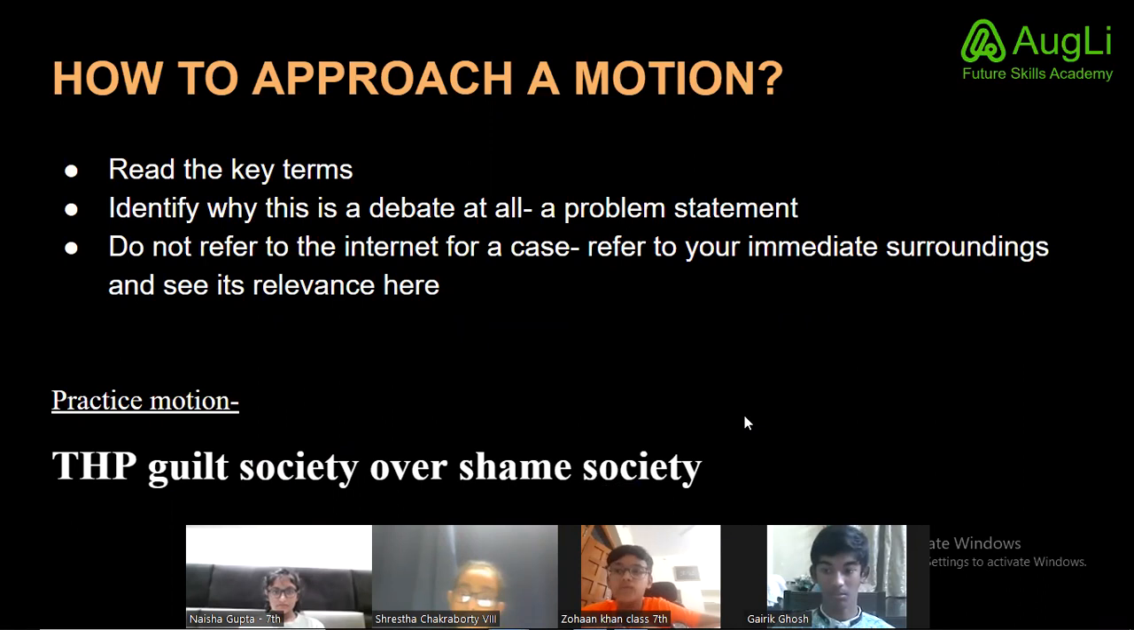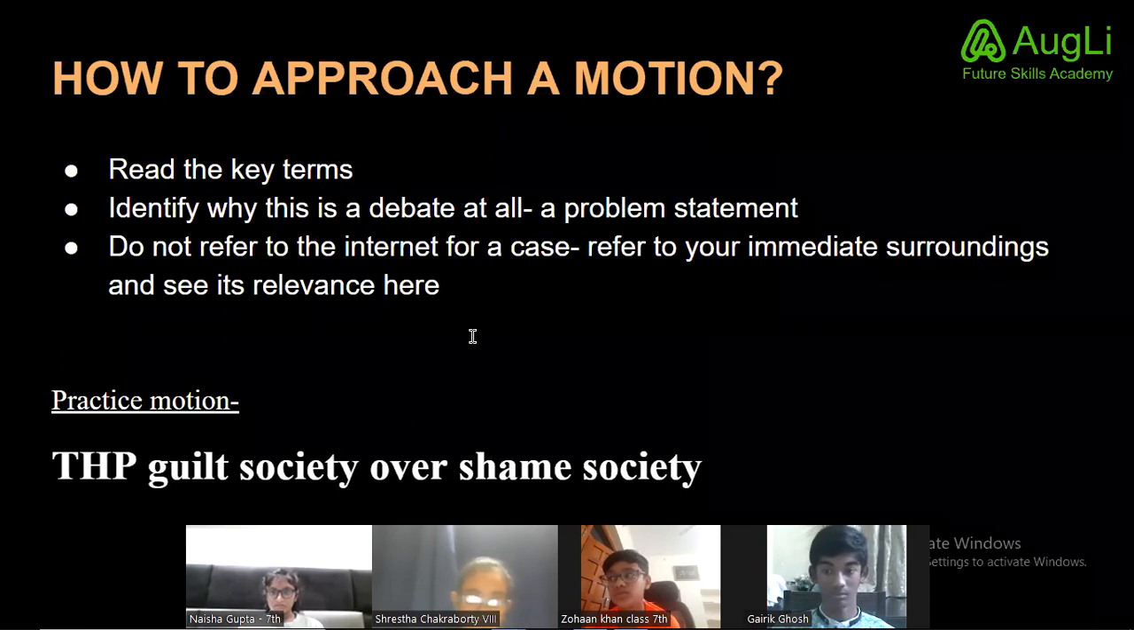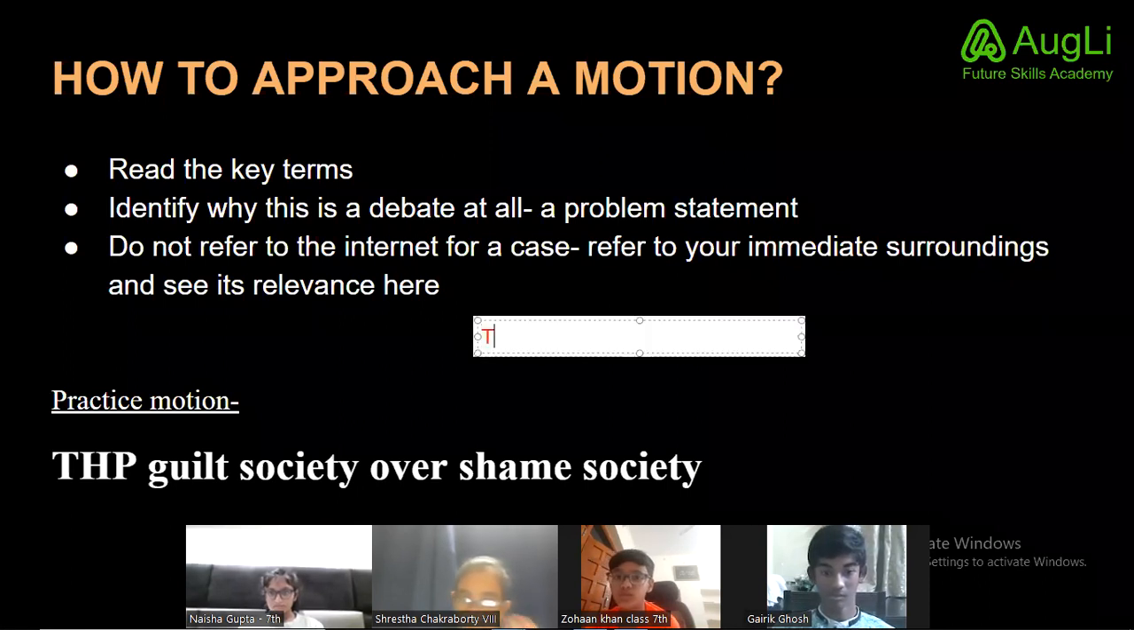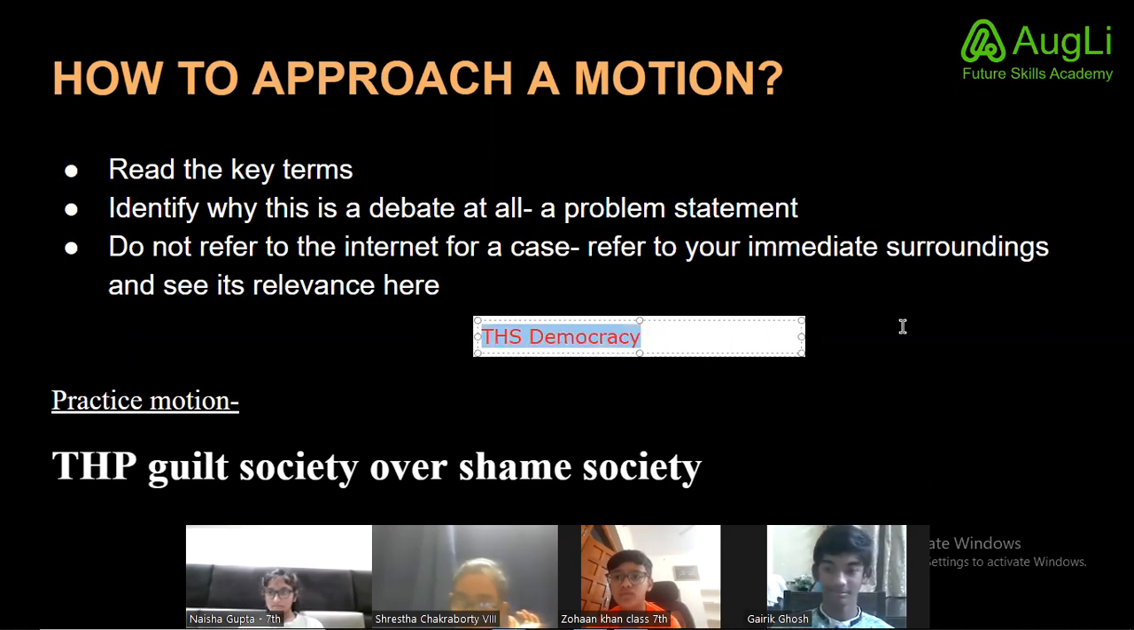Another thing that you can do in a motion, and this is the second point that I'm discussing, is that you find a problem statement in the motion. Do you understand? For example, any motion is being debated because there is a problem at the crux of it, right? So, this house supports democracy. Let's say the motion was as simple as this, and not necessarily this house prefers guild society. This house supports democracy. I'm sure everybody knows democracy here because all of you are from seventh grade.